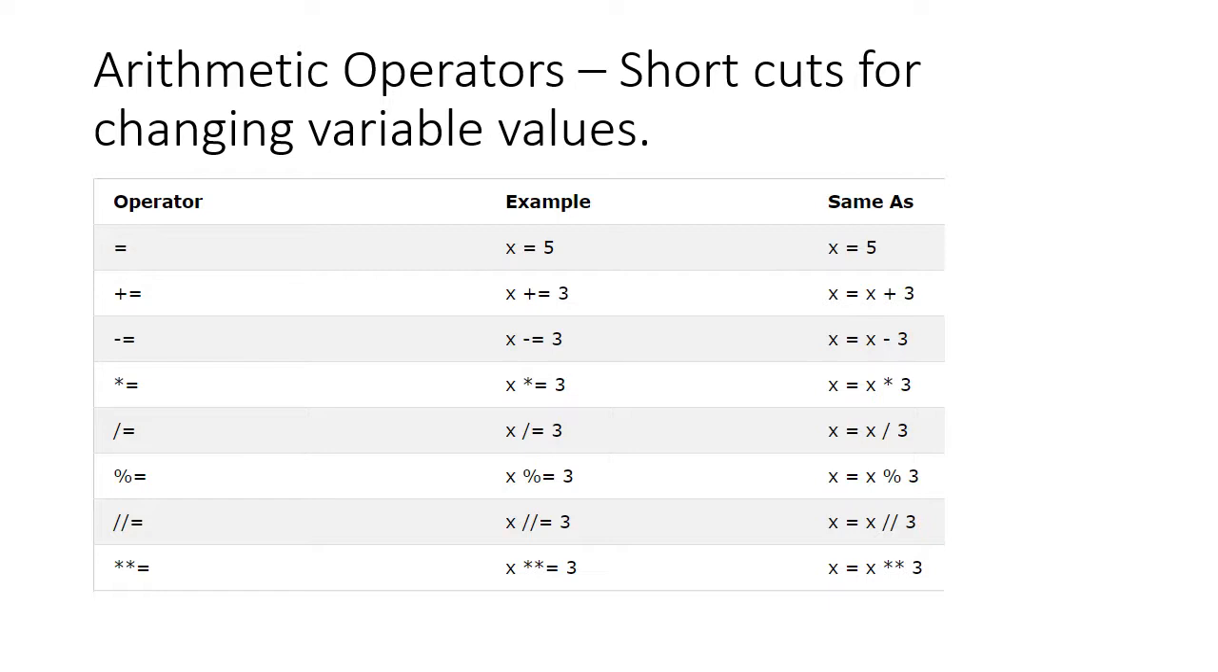Divided equals is divided by, remainder equals just takes the remainder of that. So for that one, we'd have x remainder equals 3. It would be the same as saying x equals x remainder 3. So if x was 5, 5 divided by 3, the remainder is 2. So after that, x would equal 2.